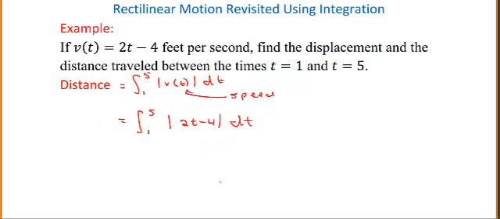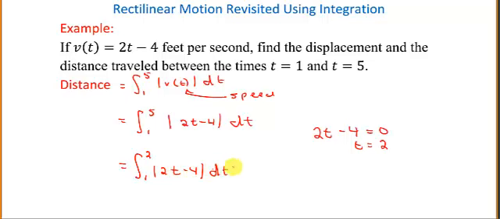All right, and now let's think about this. I'm going to need to split this up. So start with, where is 2t minus 4 equal to 0? Well, that's going to be when t is equal to 2. So I'll split this at 2. I have the integral from 1 to 2 of the absolute value of 2t minus 4 dt, plus the integral from 2 to 5 of the absolute value of 2t minus 4 dt.